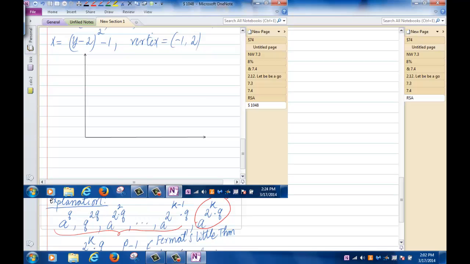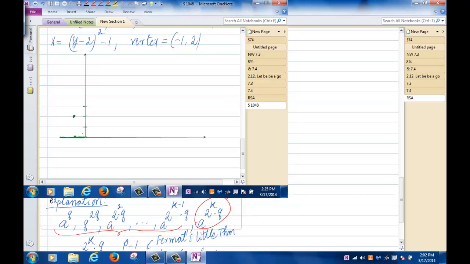Okay, so to draw the parabola, let's say this is 1 here, this is 2 here. Okay, so here's 1 and 2. Okay, 1 and 2 and 3. The vertex is (-1, 2), right? So negative 1, let's say, is about here. So (-1, 2) would be right here about. Okay, so that's the point we get as the vertex.